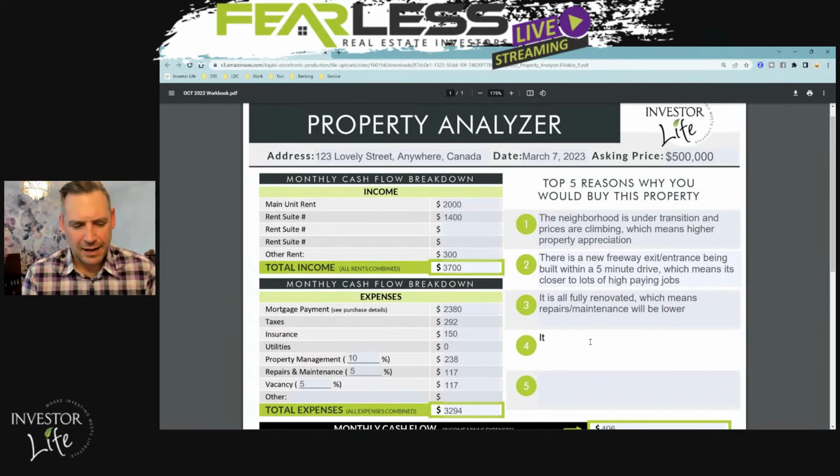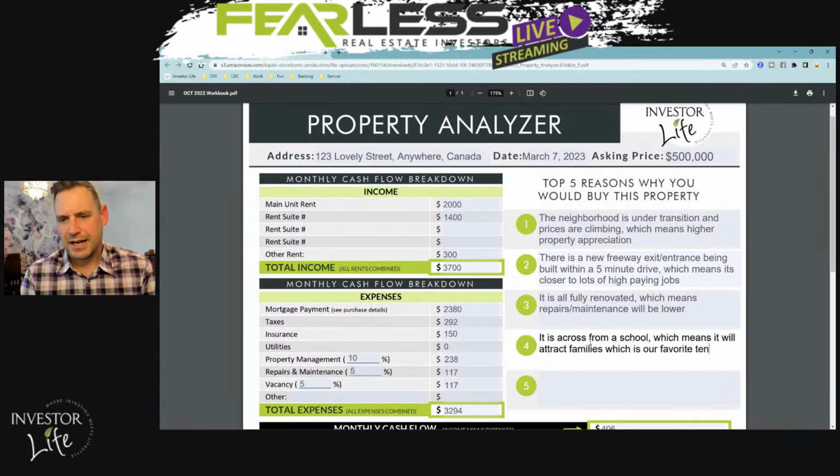This property happens to be across the street from a school, which means it will attract families, which is our favorite tenant demographic.